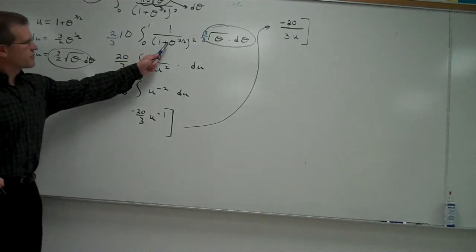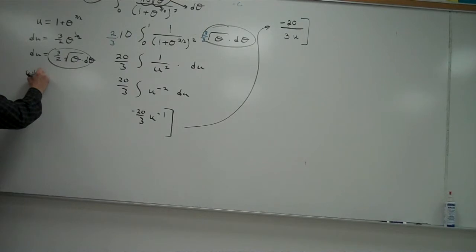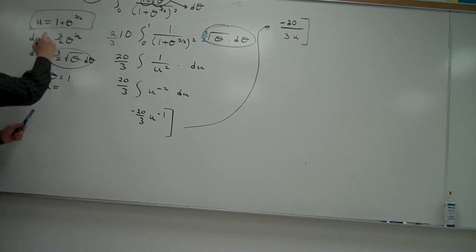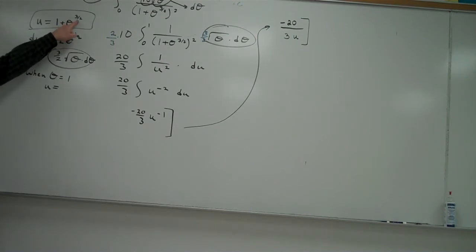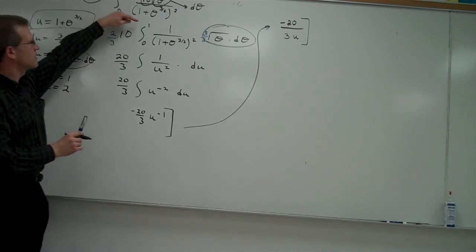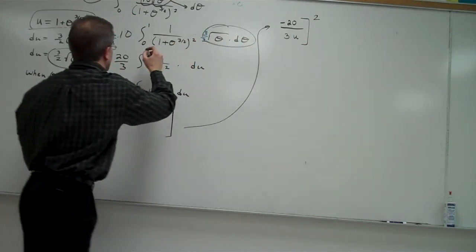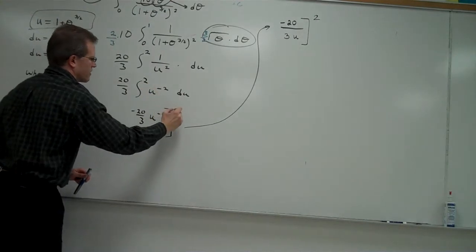But once we switch from theta to u, we need to switch our boundaries also. So when theta equaled 1, u would equal, let's use this formula right here. If theta was 1, so you'd have 1 to the 3/2, which would be 1, plus 1 would be 2. So when theta is 1, the u value is 2. So instead of a 1 for the upper bound, we're going to use a 2 for the upper bound. This would have been a 2 all the way through here.